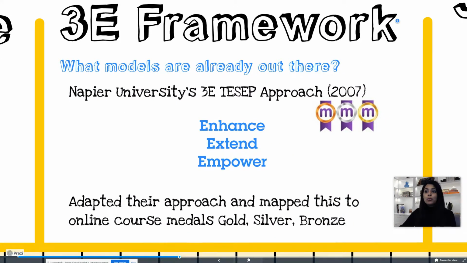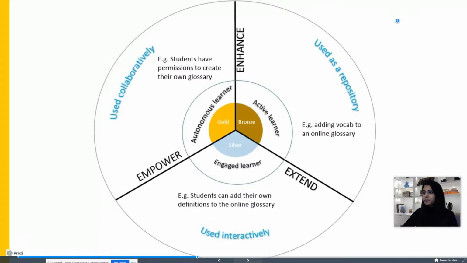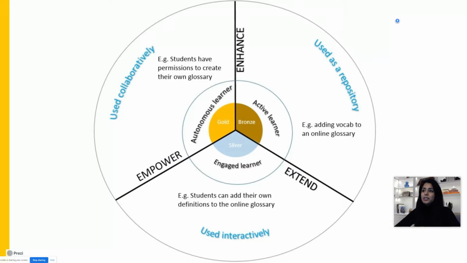Now, the model that was already out there is the one that I've just outlined, which is the 3E TSEP approach developed by Napier University's Kevin Smyth. And that was back in 2007. So what I did was I adapted their model to create something that was called gold, silver, and bronze. And it was with this in mind: enhance, extend, and empower. Okay, so we developed the use of the 3E model in terms of looking at Moodle and applying it to the three questions that I was just looking at earlier.